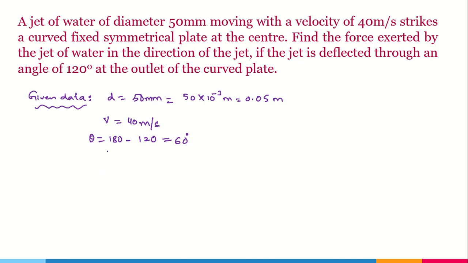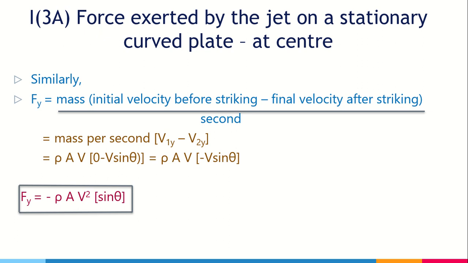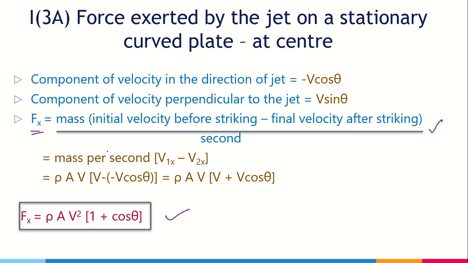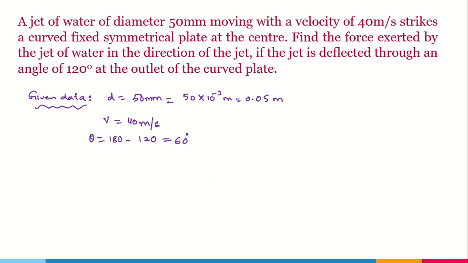Now we can proceed with our formula of Fx. So Fx is rho a v square into 1 plus cos theta. Why am I taking Fx? Because they asked in the direction of the jet. So Fx is equal to rho a v square into 1 plus cos theta. I forgot to write the value of a, so I'm doing it directly here. What is rho? Water. So rho is 1000 kg per meter cube. Density of water is 1000.